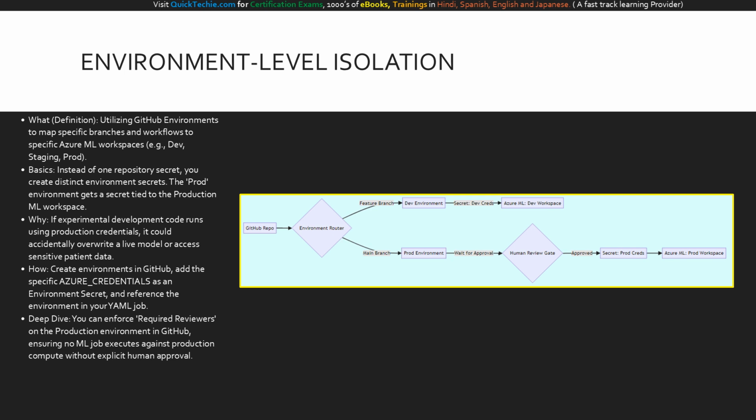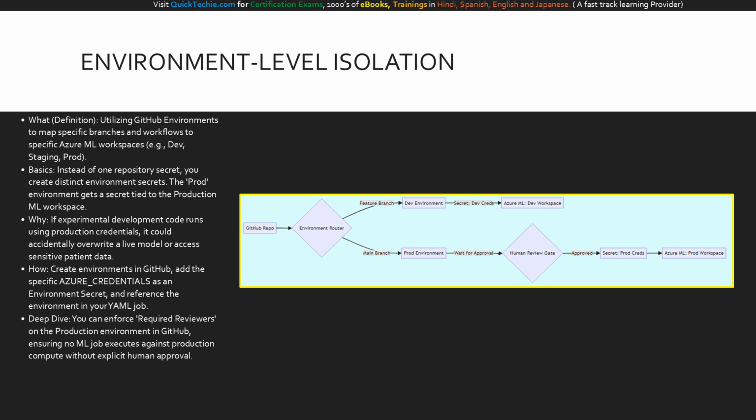As your team scales, a single ML workspace is no longer sufficient. Enterprise MLOps requires strict separation between development, staging, and production. This means we need environment-level isolation. If a data scientist is experimenting with new code, we absolutely cannot allow that code to execute using production credentials. It could corrupt a live model.